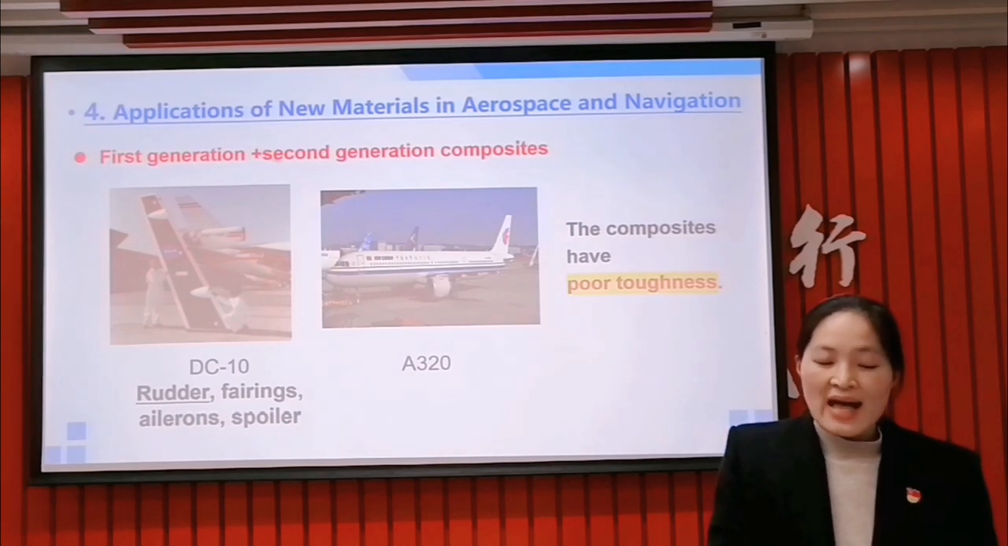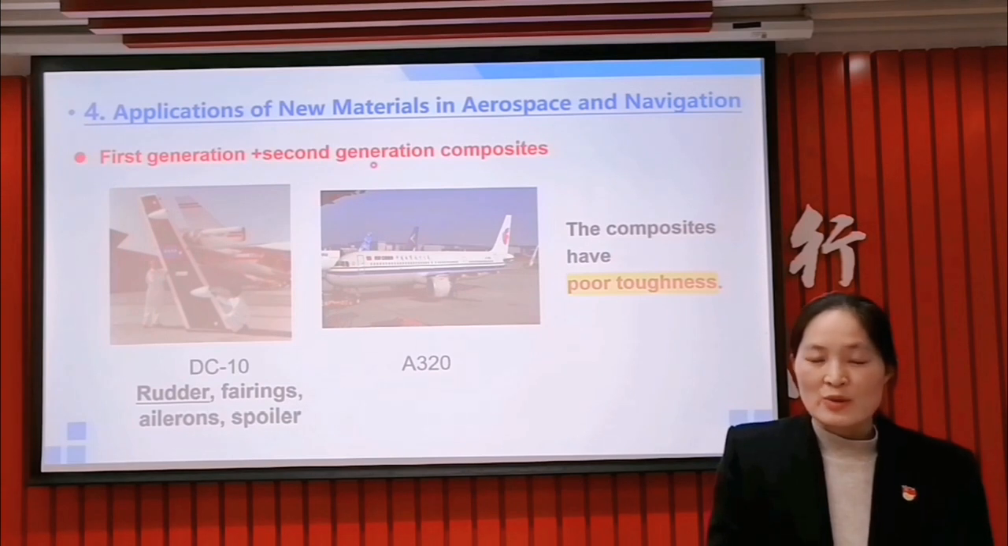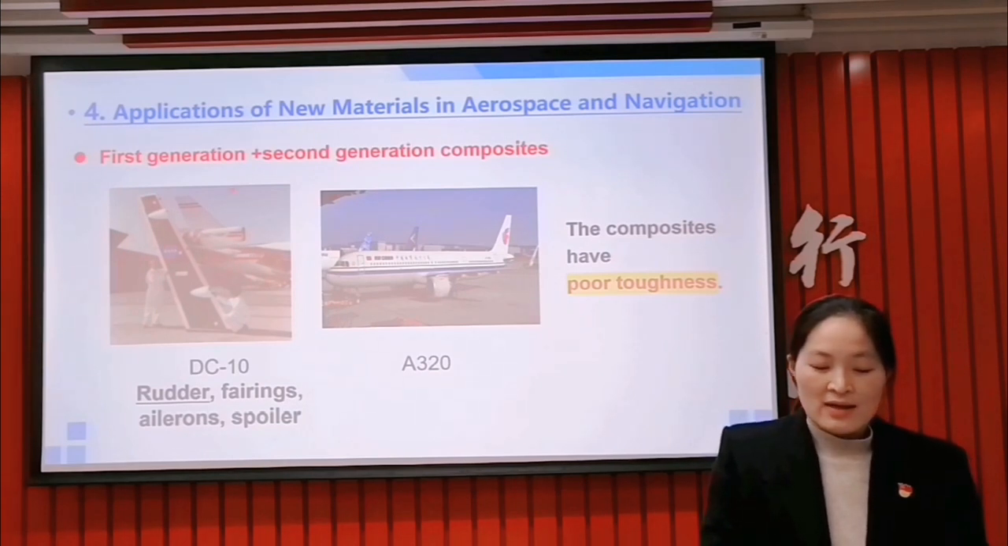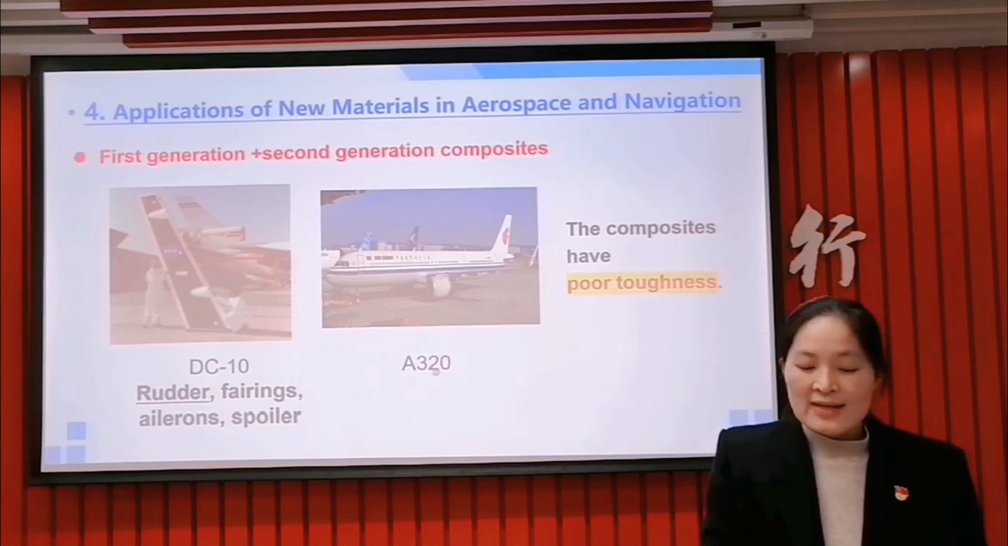For the first generation and the second generation composites used in aircraft, the typical aircraft are the DC-10 and A320. In the first generation, the composite material was just used as rudders, fairings, ailerons, and spoilers. And in the A320, the composites have poor toughness. Yes, this is the defect.